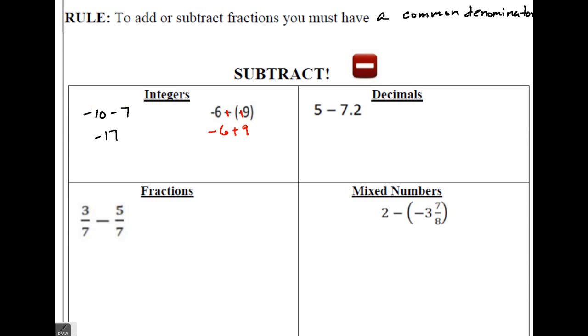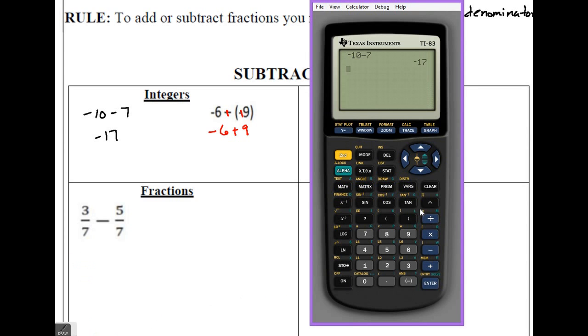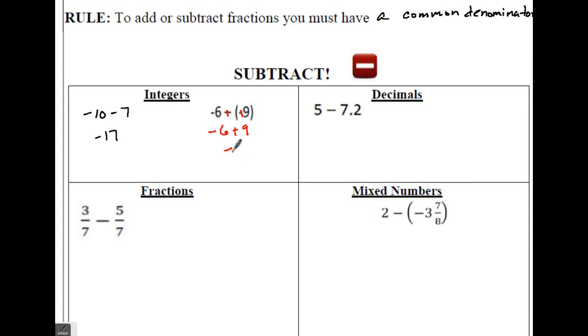and we go ahead and use the calculator there. So we're going to put a negative 6 plus a 9, and we end up with a 3. So negative 6 plus 9 is 3. So we're going to go ahead and write down, oops, my mistake there, that's not negative, it's going to be positive 3. Okay, alright, let's look at decimals.